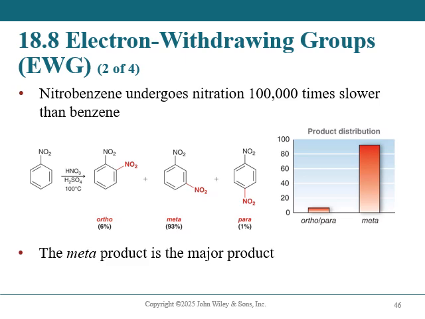And in this case, the meta product is going to be the major. There's no longer ortho or para, but you can see the numbers here. For ortho, it's going to be 6%, for para, just 1%, and then 93% for that meta product.